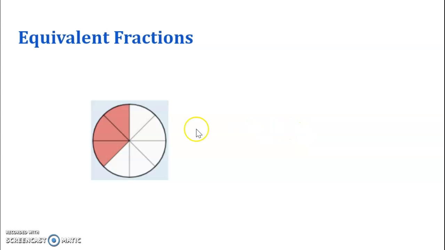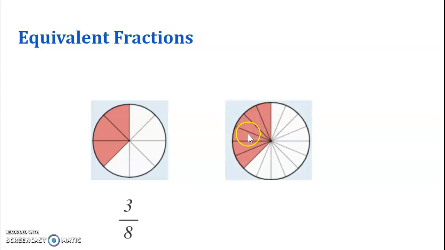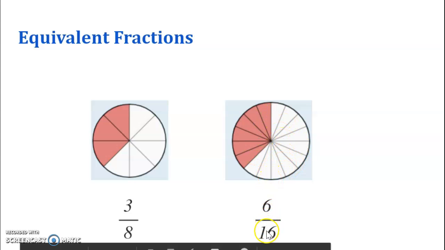Okay, what about this picture? This time we have 3 parts out of the 8 parts shaded, so that's 3/8. And this is 6 parts shaded out of the total of 16. So this is 6/16. And how did we get from 3/8 to 6/16? We multiply both the numerator and denominator by 2/2, which is my giant 1, and got there.